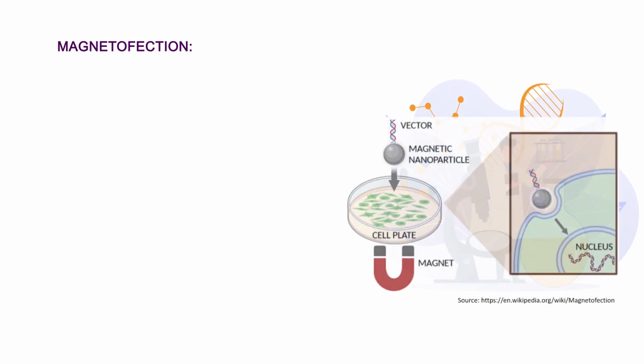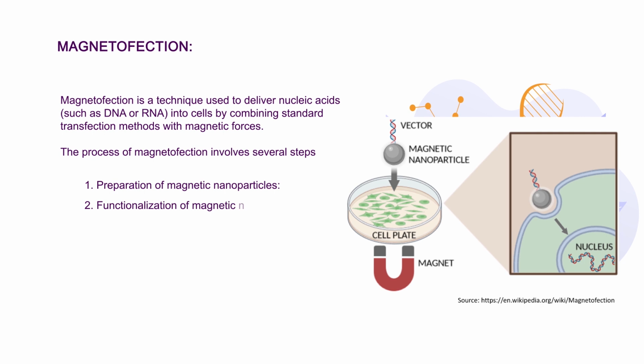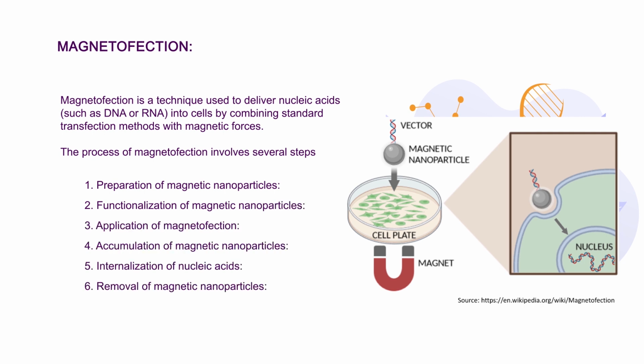Now, another example is magnetofection. This is a technique used to deliver nucleic acid into cells by combining a standard transfection method with magnetic forces. This method involves the use of magnetic nanoparticles that are functionalized with the nucleic acid of interest. The steps in this process are preparation of magnetic nanoparticles, functionalization of magnetic nanoparticles, application of magnetofection, then accumulation of magnetic nanoparticles, then internalization of nucleic acid, and removal of magnetic nanoparticles from the cell.